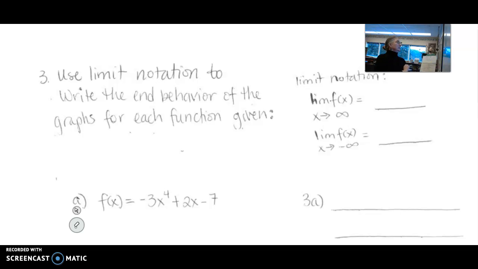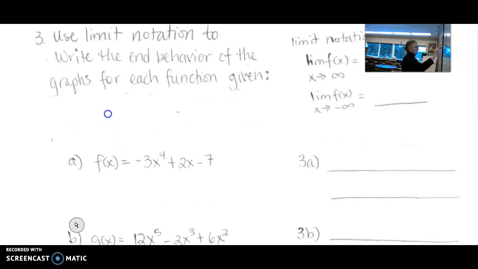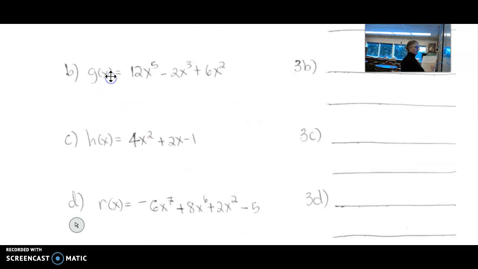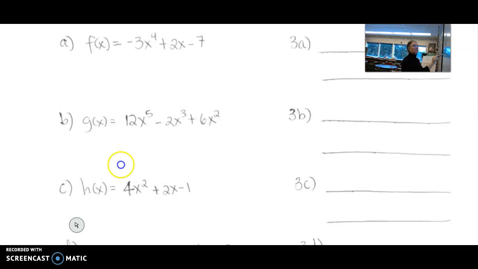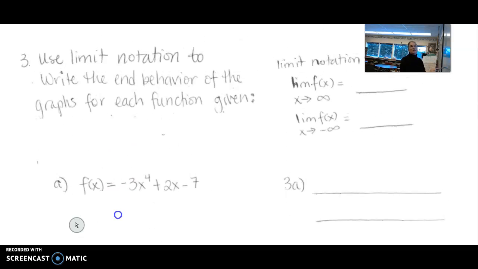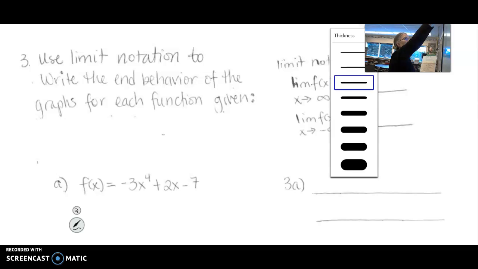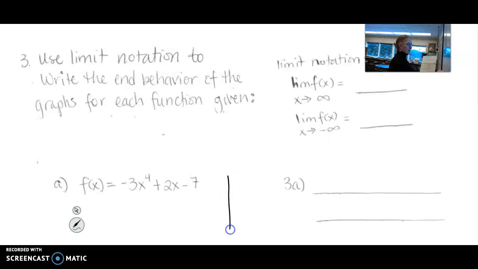And then in number 3, you have A, B, C, and D. You're given an equation, and without using a graphing calculator, I want you to tell me what the ends of the graph are going to do. And it may be helpful to actually draw it out before you write out the limit notation.